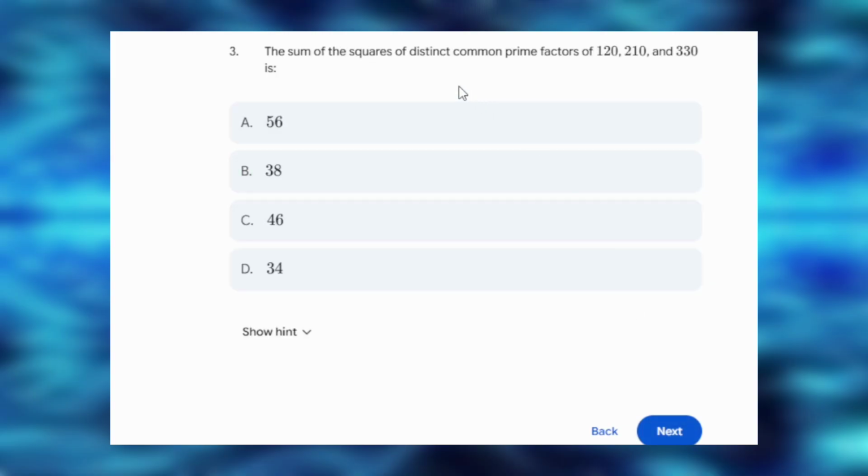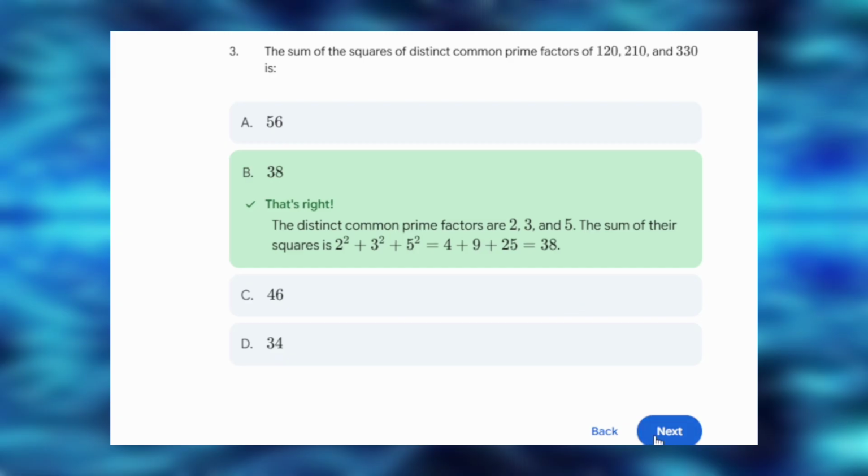The sum of the squares of distinct common prime factors of 120, 210 and 330 is. Here common prime factors. Common prime factors 2, 3 and 5. Squares: 2 square 4, 3 square 9, 5 square 25. Total 38 is the correct answer.